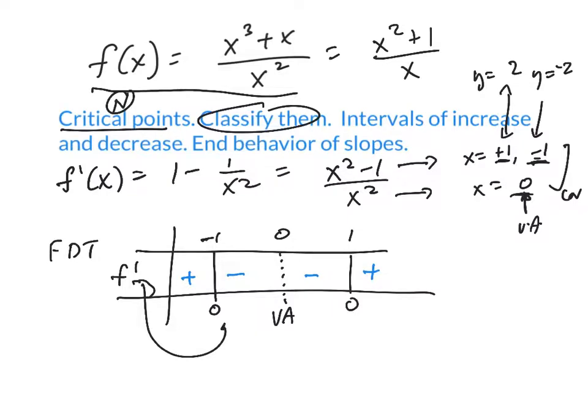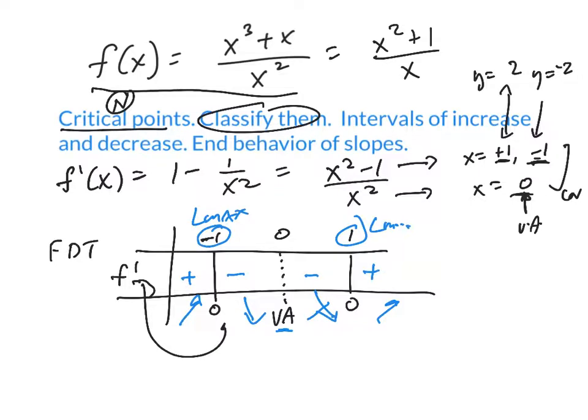So let's make a conclusion right now. We can say that this one here goes up and then down, so it's a local max, a turning point. Vertical asymptote is not a point. And over here it goes down, and then goes up, so we know this is a local minimum.